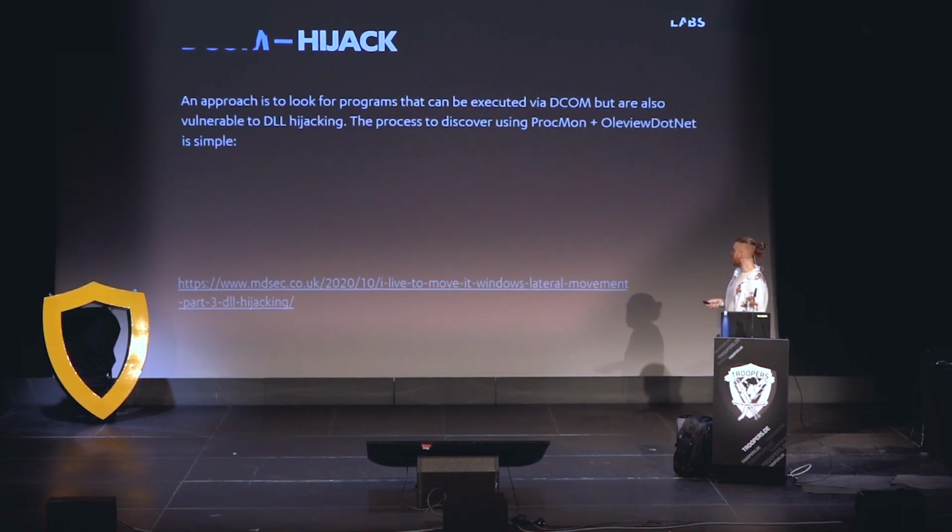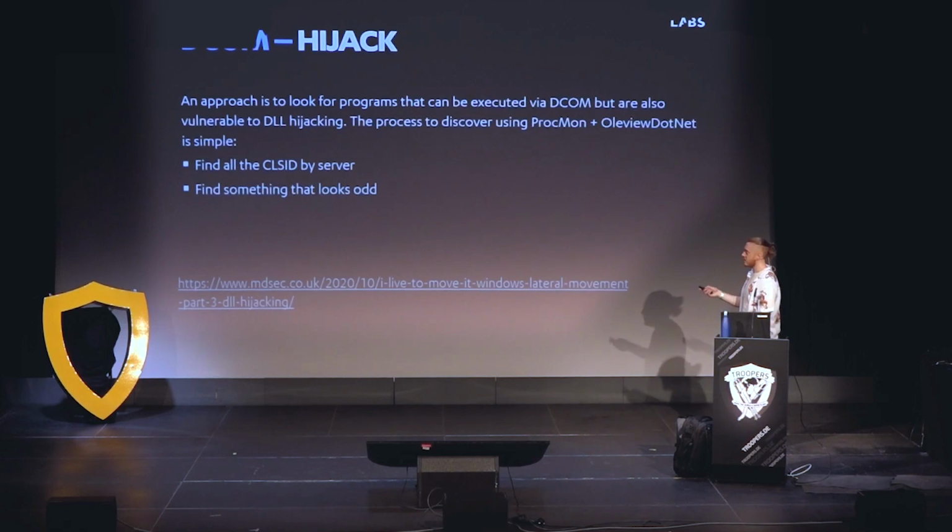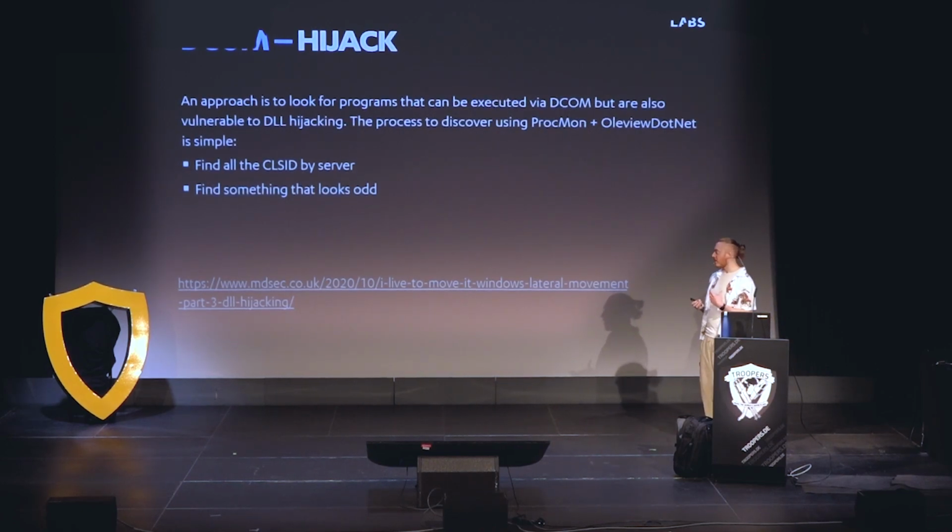The process to discover targets is pretty simple. If you're used to finding DLL hijacks on Windows, then it's not really surprising. We're going to use Procmon and OleViewDotNet. We're going to find all the CLSIDs by servers. Again, if you don't know COM internals, just forgive me. And we're just going to look for something that is a bit odd. And with odd, I mean looking for binaries that, for example, are living outside System32, maybe in a subfolder. The reason is simple, because most of the Windows DLLs are in System32.